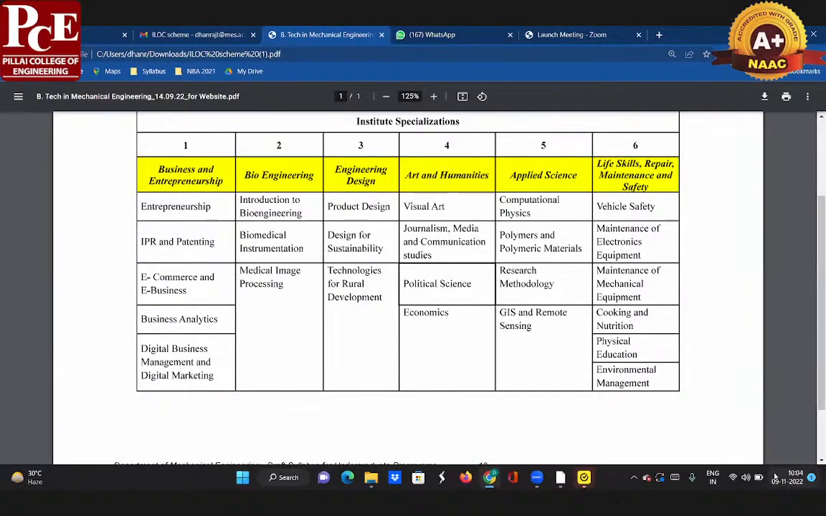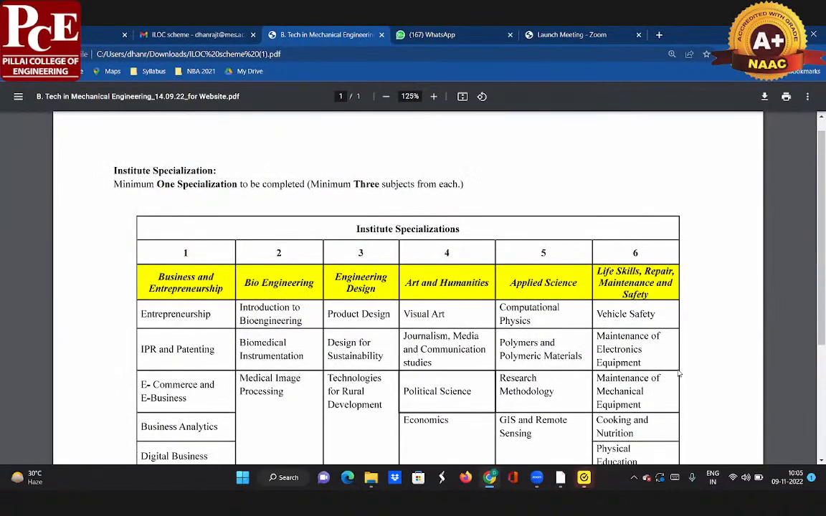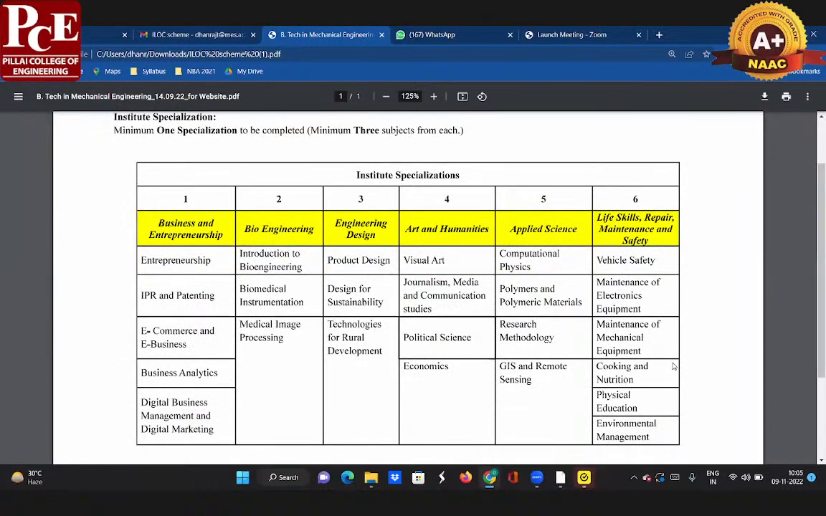Second is bioengineering, third is engineering design, fourth is art and humanities, fifth is applied science, and the sixth one is life skills, repair, maintenance, and safety. Under these ILOCs, or institute level specializations, minimum one specialization everyone needs to complete. And you have a choice. You can take any of these specializations, right from semester six.